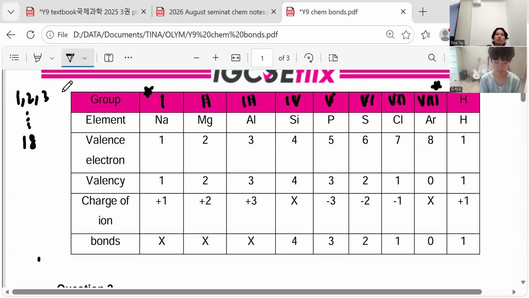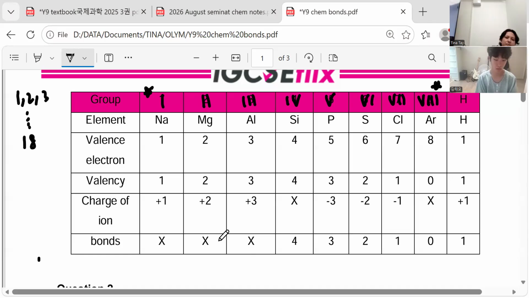Those who write 1, 2, 3 until 18 include the transition metals in between, and the transition metals also get numbers. What we do is transition metals get no numbers. So it's the same thing, because you don't learn transition metals, so why put numbers? If you do learn transition metals, then they call it 3A, 3B, 3C or something like that. They call it some other name.